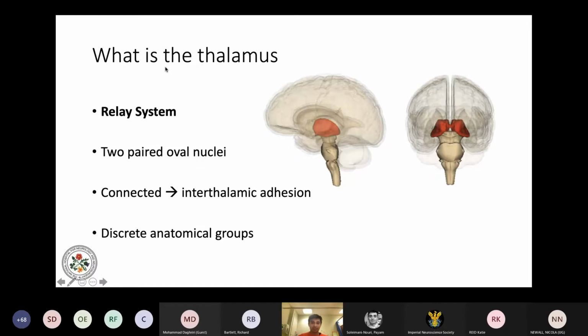So what is the thalamus? As everyone says, it's an important relay system. It's like a hub for the brain right in the center. And there's two oval nuclei, as we can see in this diagram. They're paired in the middle and connected by this band in the center, the intrathalamic adhesion. Some other names for it also, the massa intermedia. And it's made up of discrete anatomical groups of nuclei.